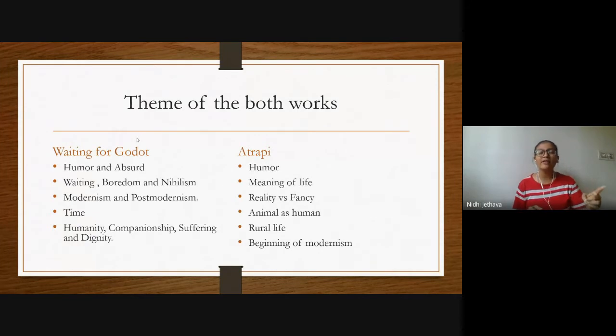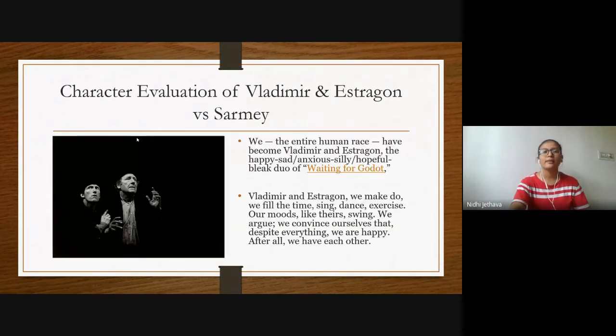And at the end, we found it was the time of modernism, and the writer had to try to describe how the modern time started. So, character evolution: Vladimir's struggle versus our protagonist, Sharmi.